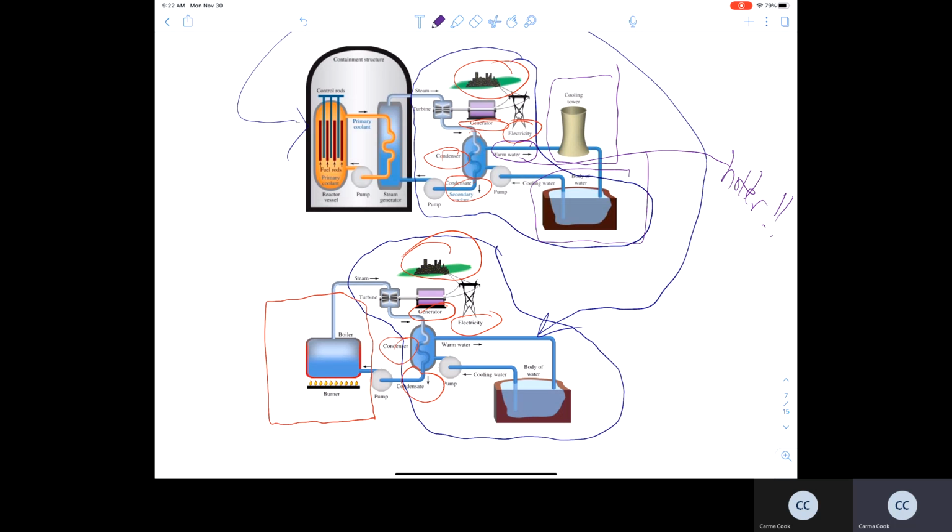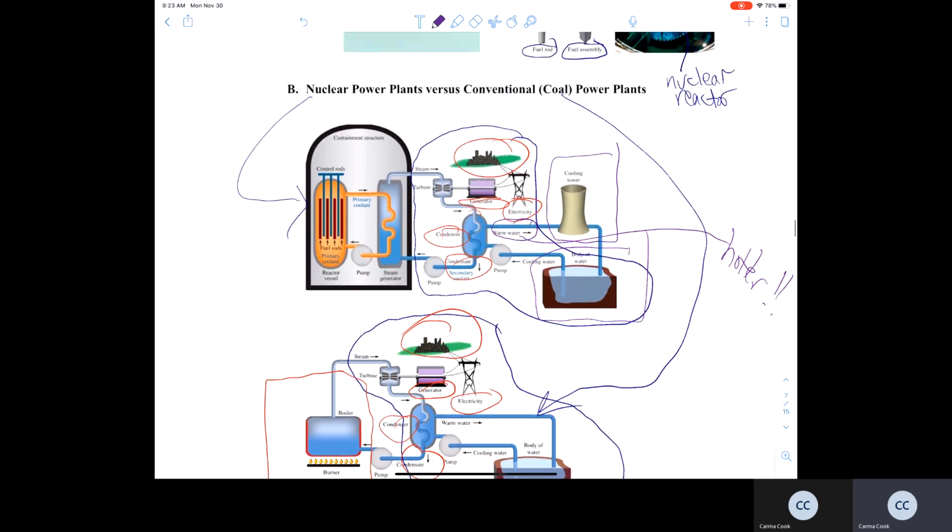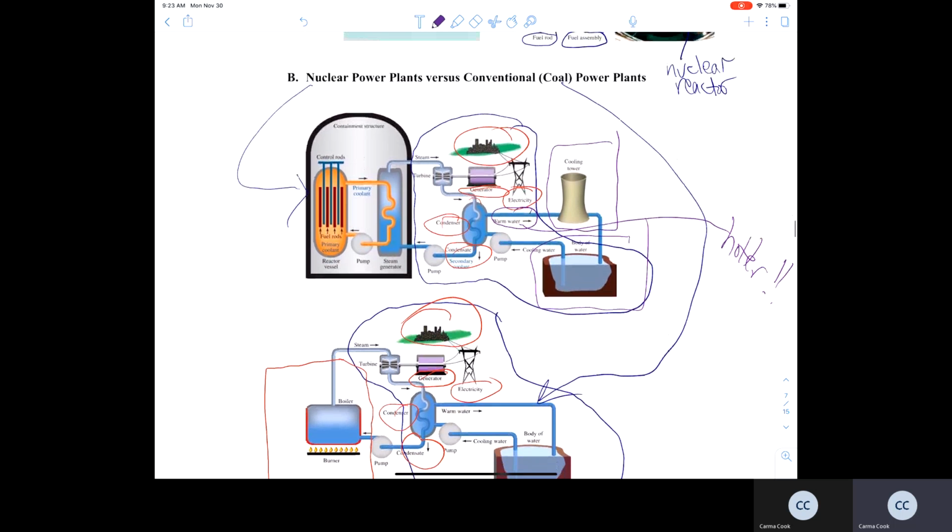And then the other big difference, the coal-powered burning power plant burns coal in a burner, heats water in a boiler. And that produces the steam that produces the electricity. But of course, in a nuclear power plant, you don't have a burner and a boiler. You've got a nuclear reactor. So that's the difference between having a burner and a boiler, is you've got a nuclear reactor.